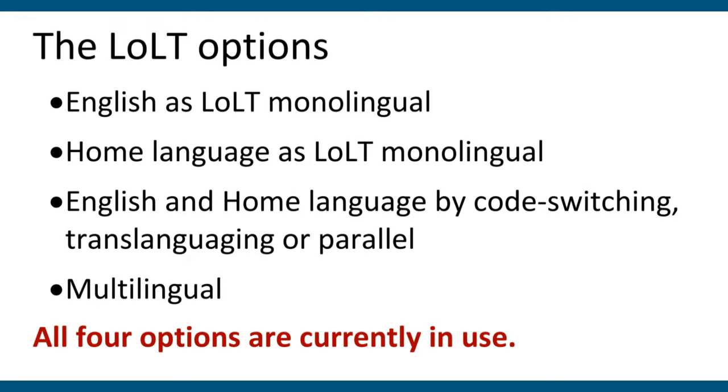The language of learning and teaching options. 4 options have been mentioned. English as a monolingual, home language as a monolingual. English and home languages, sort of doing code switching or translanguaging or using in parallel, and Katie going with the idea of multilingual. Now all these options are currently in use. The first one is used in private schools, some private schools. The second one is also used in many schools. They're all currently in use.